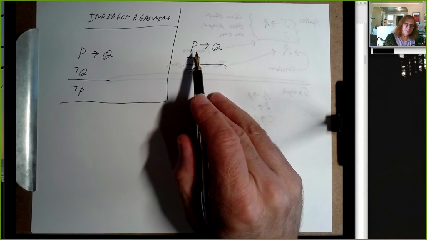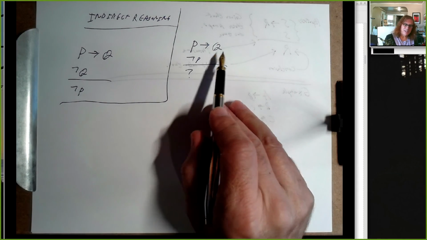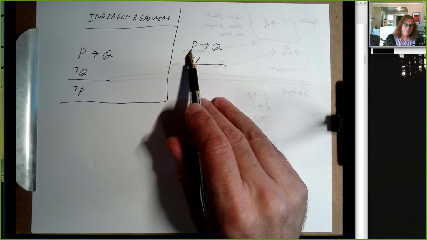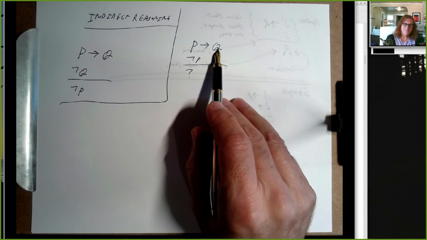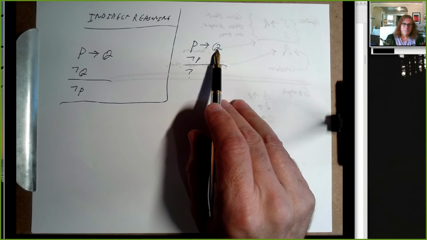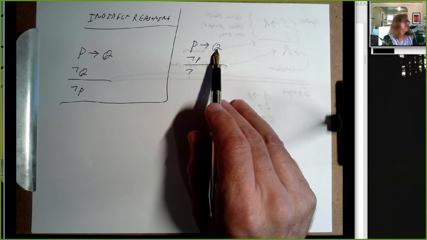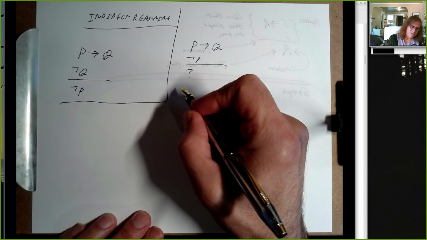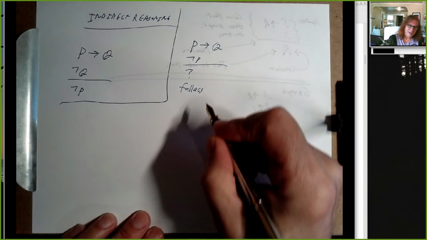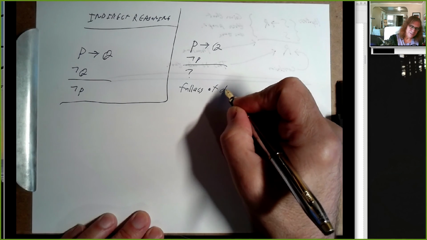P could be the proposition, it is Wednesday. Q could be the proposition, we are in CSE215. If it's Wednesday, then we have CSE215. It's not Wednesday. Does that mean we're not in CSE215? Not necessarily. So this is called a fallacy. This is actually called the fallacy of denying the hypothesis.